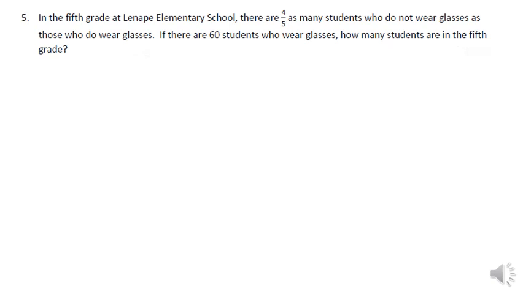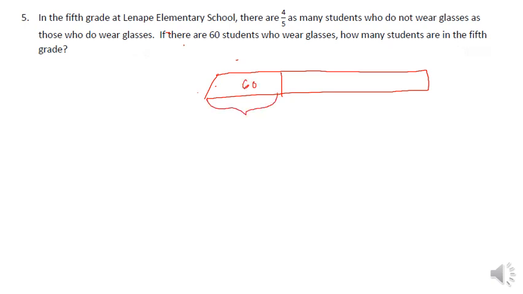Okay, in the 5th grade at Lenape Elementary School, there are 4/5 as many students who do not wear glasses as those who do wear glasses. If 60 students wear glasses, how many students are in the 5th grade? So we're going to go ahead and draw ourselves a tape diagram to try to keep track of this. And it says there are 60 students who wear glasses. So I'm going to go ahead and put 60. And they wear glasses. Now it says that there's 4/5 as many students who do not wear glasses than those who do. So in other words, this is 4/5 of 60 that wear glasses.